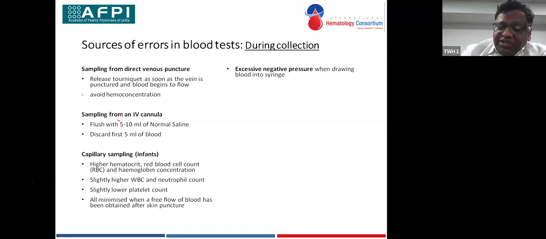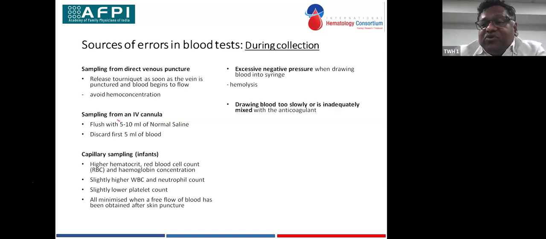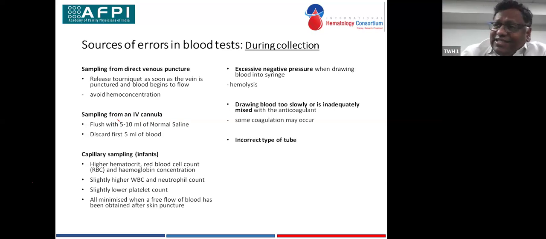Similarly, when a syringe is being used, they should not try to suck out too much, because then the blood agitates in the syringe, and the RBCs can break, leading to hemolysis. At the same time, drawing blood too slowly, putting it in the tube and not mixing the tube properly will mean that there may be small clots in the blood. So you are not going to get a proper platelet count. All of these things are there.